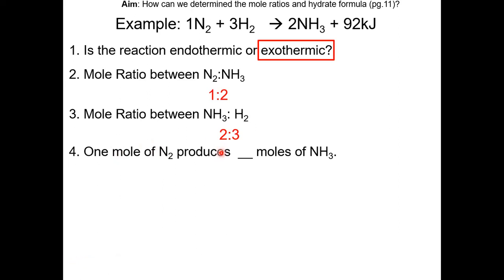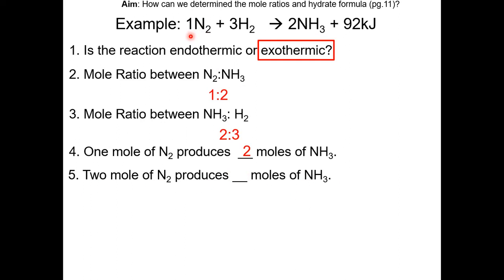1 mole of N2 produces how many moles of NH3? 1 mole of N2 produces 2 moles of NH3. 2 moles of N2 produces how many moles of NH3? If we have 2 moles of N2, we double the amount of NH3 we make, which is 4.